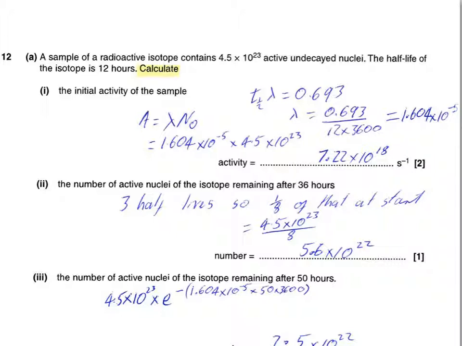It asks for the number of active nuclei after 36 hours. Now I could go to A equals A naught e to the minus lambda t. I've got lambda, I've got t, I'd have to put it into seconds, and that would work just fine. However, they've been nice here. They've told me it's 36 hours, and I know it's a 12-hour half-life, so that's 3 half-lives. That means after 1 half-life there's half, after 2 half-lives there's a quarter of the original, after 3 half-lives we're at an eighth of the original. So all I need to do is take the 4.5 times 10 to the 23, divide by 8, and I end up with 5.6 times 10 to the 22.